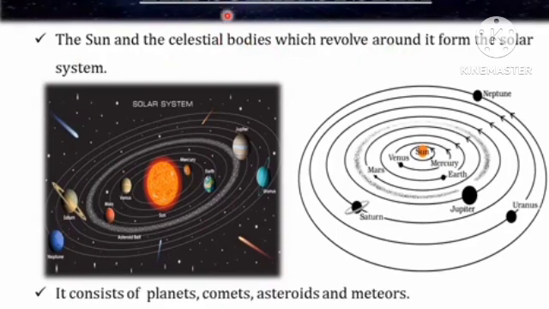So what all are the celestial bodies? It includes planets, comets, millions of asteroids and meteors. And the gravitational attraction between the sun and these objects keeps them revolving around it. So in short, we can say that the solar system is the gravitationally bound system of the sun and these objects like planets, comets or asteroids that orbit the sun.